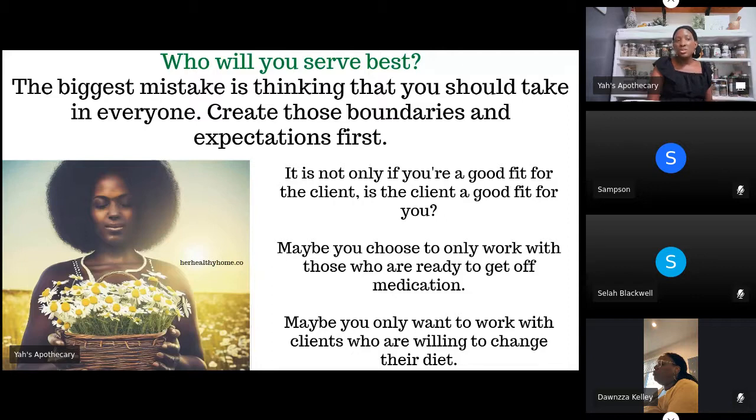And you could choose to only work with certain people as well. Like you may say, I only want to work with people who are willing to try to get off medication, or I'm only going to work with people who are willing to do the diet and exercise and all those different changes. And that's in your rights to do as well. But the biggest mistake is thinking that we should take in everybody. So as I said, we have to make our boundaries first and set the expectations first, letting them know, and making sure that you both are aligned with that.